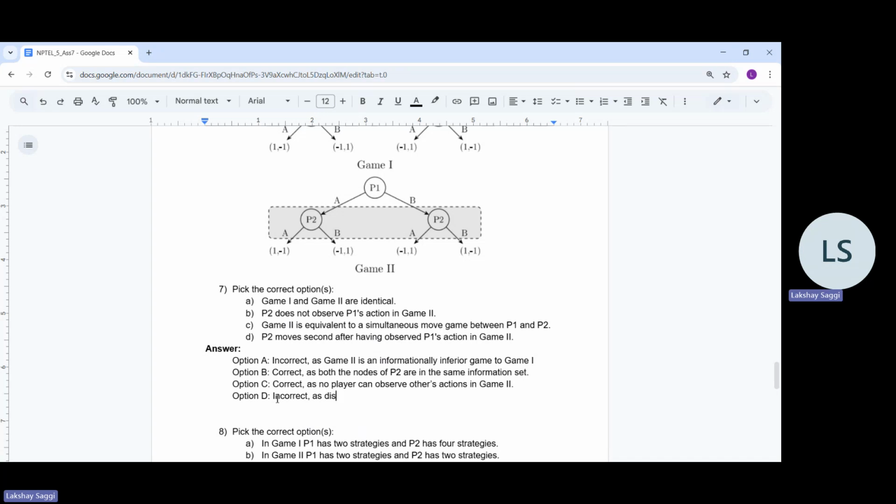So this is incorrect, as discussed in option B. So the correct options are only option B and C. Maybe I'll just underline this. Hence, options B, comma C are correct.